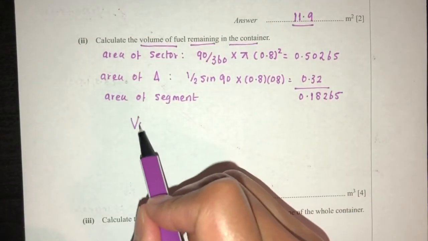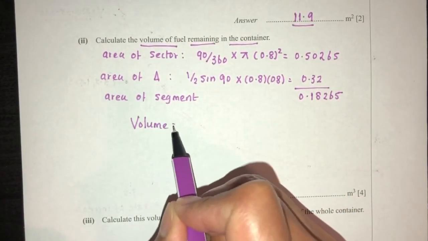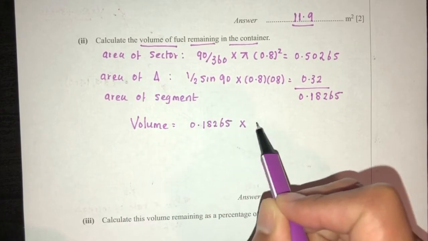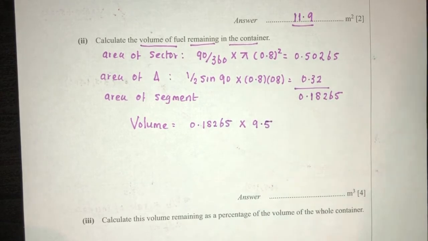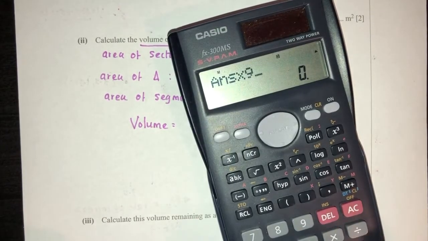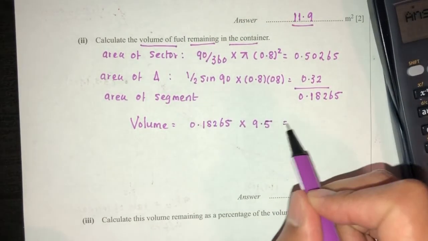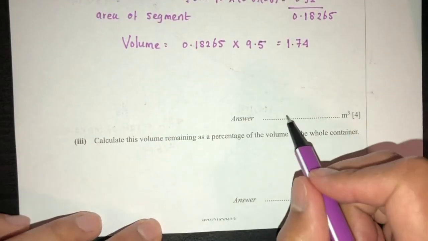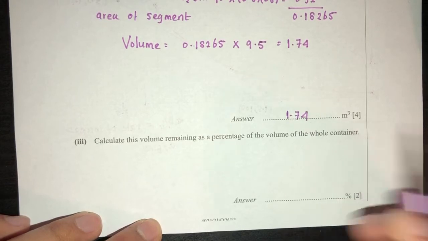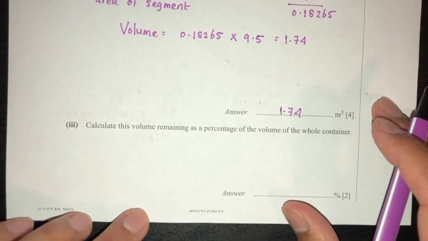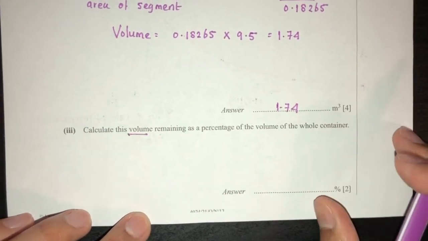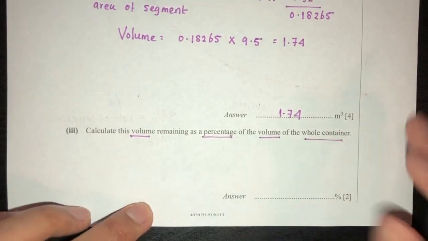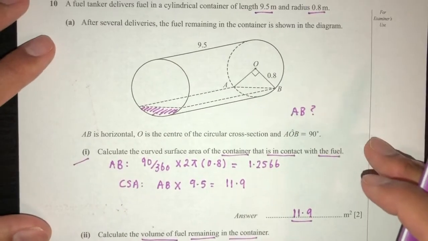Now, once you have this area, to find the volume, you have to multiply by the length. So volume should be easy: 0.18265 times 9.5. That should be 1.74, correct to 3 SF. Now for part 3, calculate this volume remaining as a percentage of the volume of the whole container.